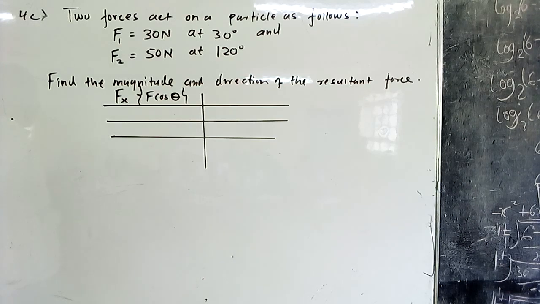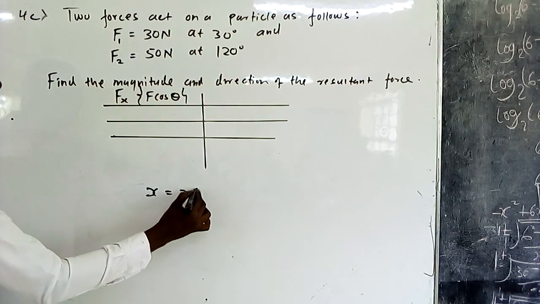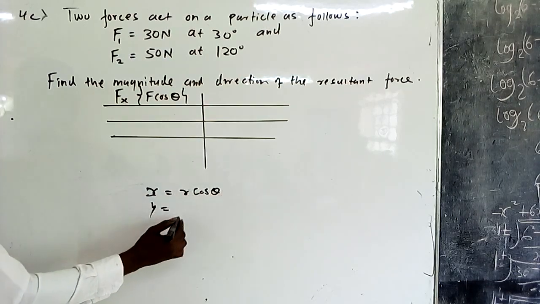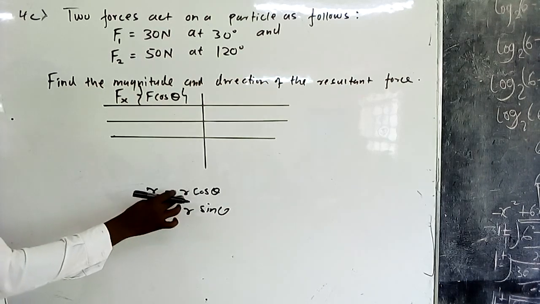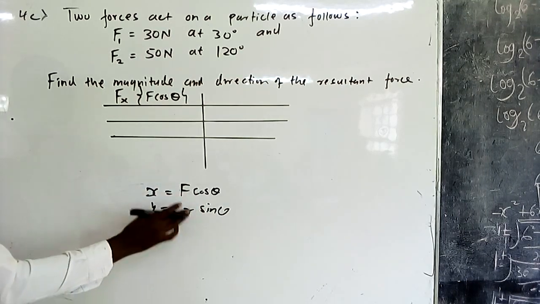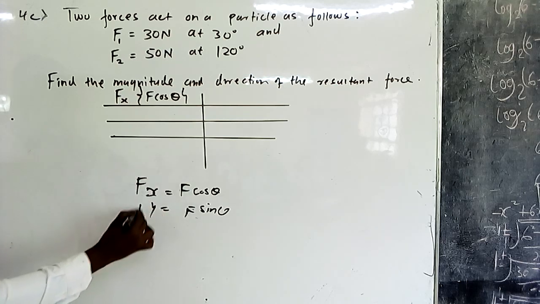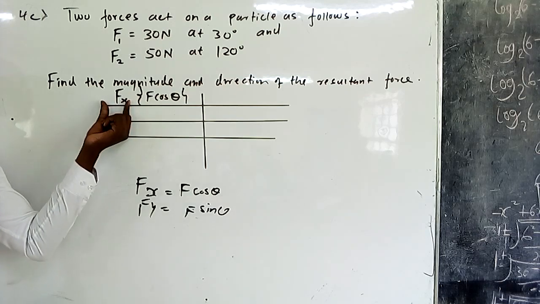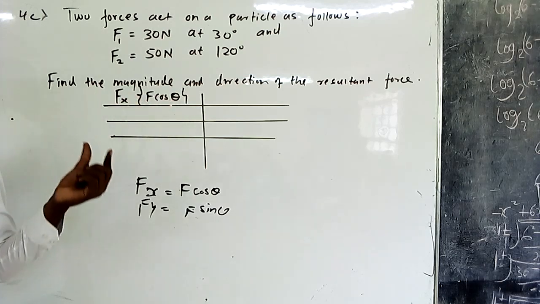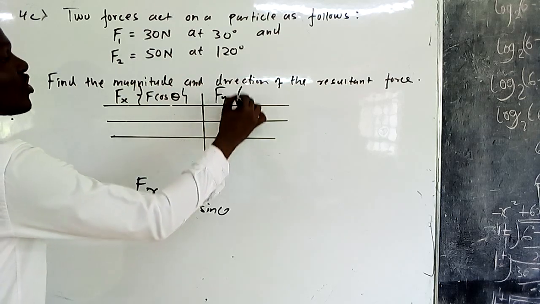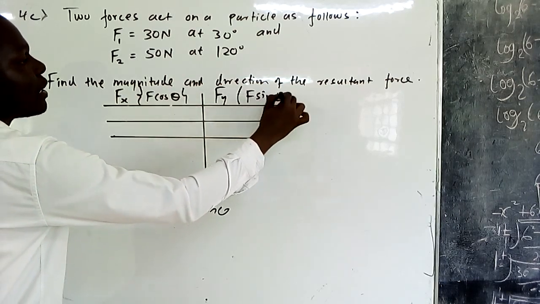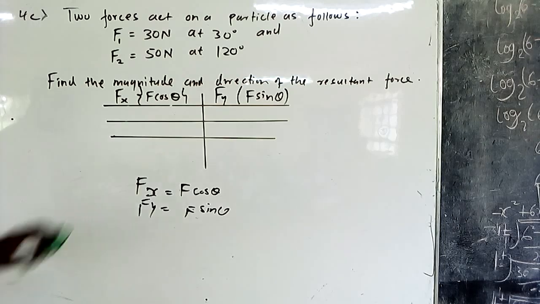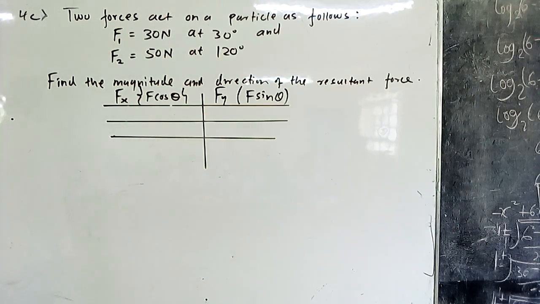From trigonometry, x is always r cos theta, and y is always r sin theta. And remember r, the radius, is the magnitude of that force. So this is the x component, this is the y. Meaning the x component of any force is given by f cos theta, if the force is f. Then the y component of the force is given by f sin theta. So in that manner, you would have resolved the force into its respective x and y components, because when you resolve them, you can now use the parallelogram law.